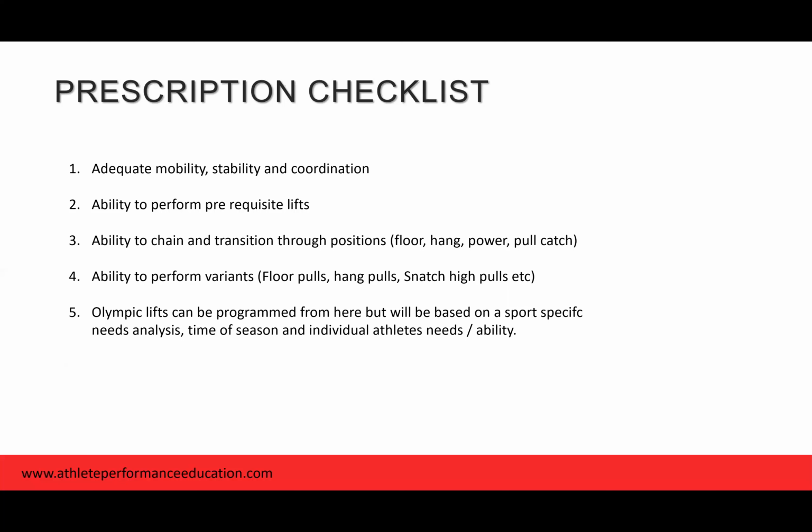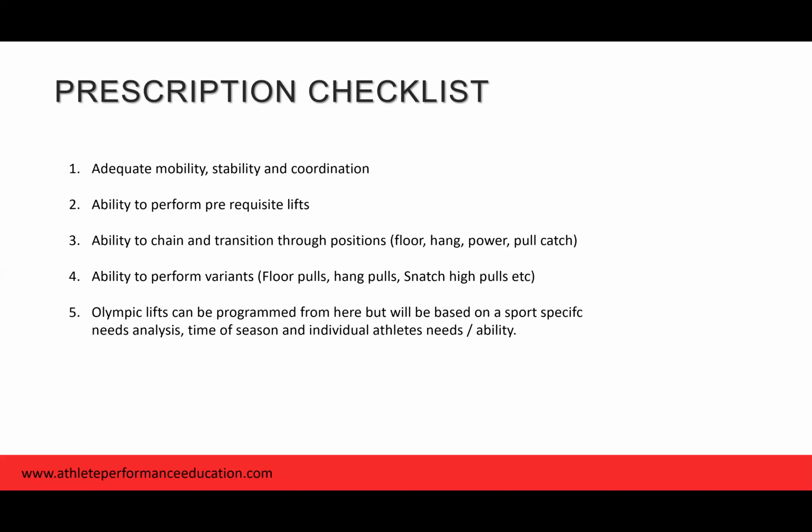So moving on to sort of prescribing this, and after we've broken down the movements, there are 5 things we need to make sure that the athletes have before we apply them. And that is adequate mobility, stability, and coordination. So we need mobility to move the joints through adequate range of motion. We need to ensure there is stability there so they can control that range of motion. And we need to ensure there is coordination throughout the chaining and the processing of the movements.